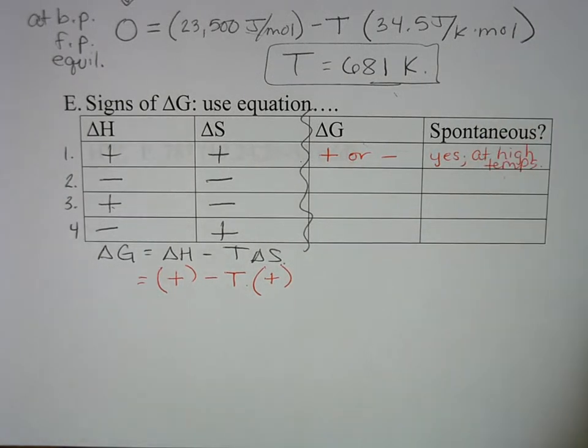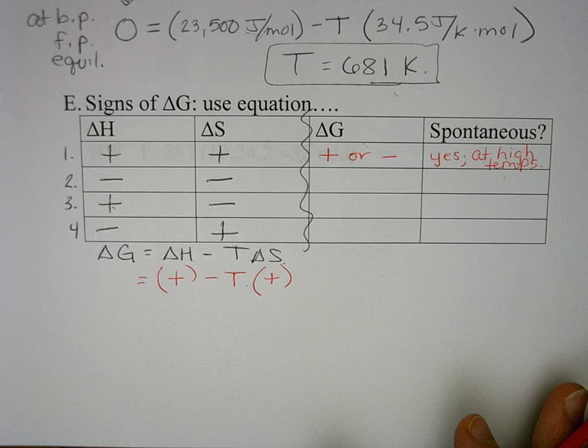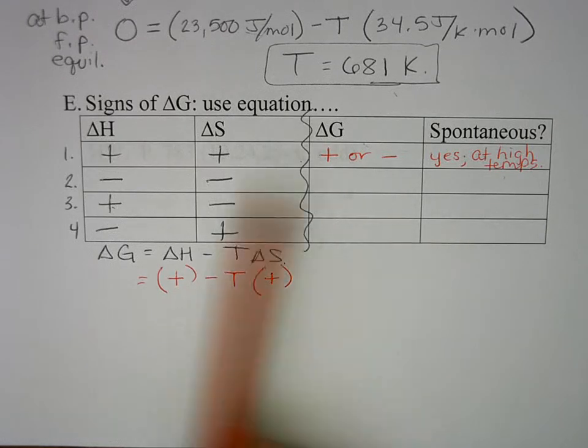So if this were a multiple choice question, it would give you delta H being positive and delta S being positive, and then it would say, is the following thing spontaneous? And your choices would be always, never, yes at high temperatures, or yes at low temperatures. So you have to be able to figure that out. You don't look at just change in entropy, you have to look at both.